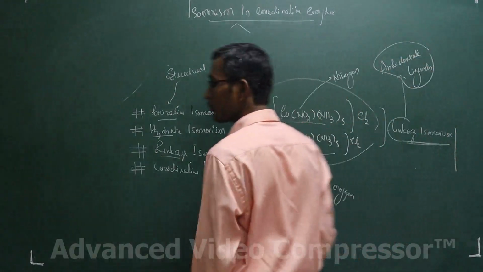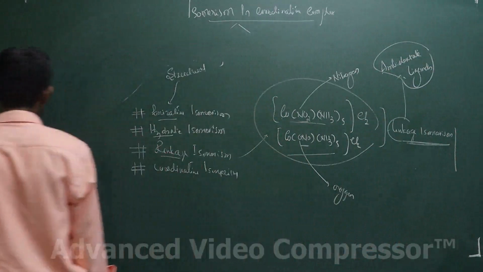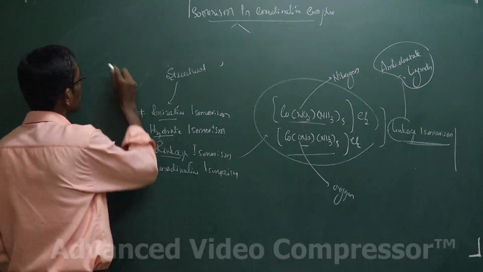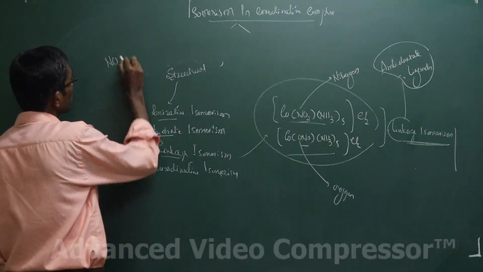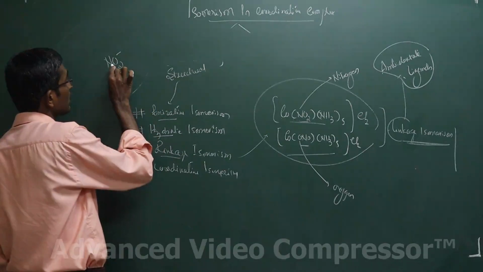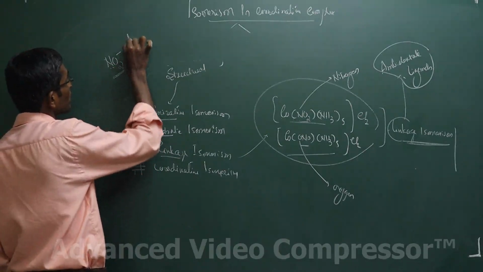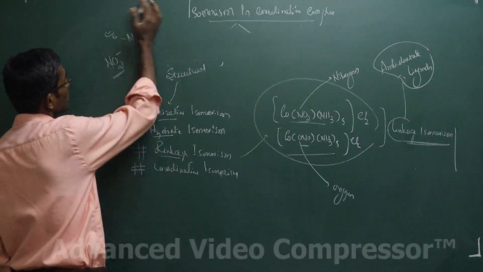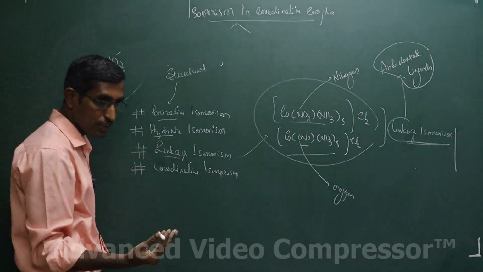See, if they ask which of the following shows linkage isomerism, just look for whether there is an ambidentate ligand or not. NO2 minus is an ambidentate ligand, not NO3 minus. NO2 minus, because nitrogen has a lone pair of electrons. You can write the structure like this. Nitrogen has a lone pair of electrons. Oxygen also can be involved in the donation.